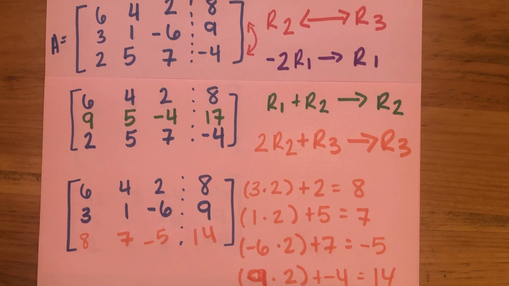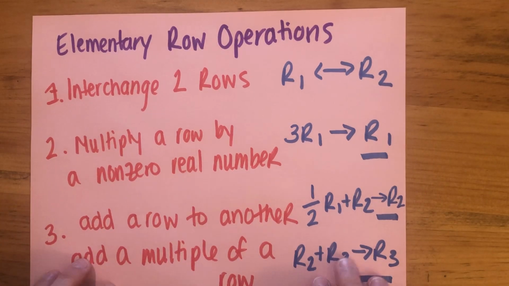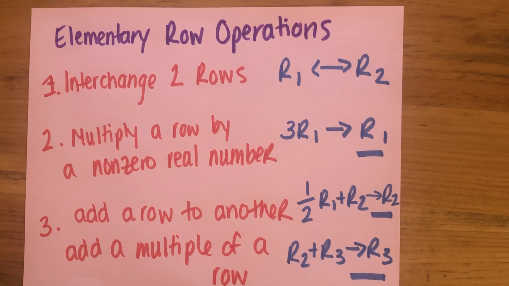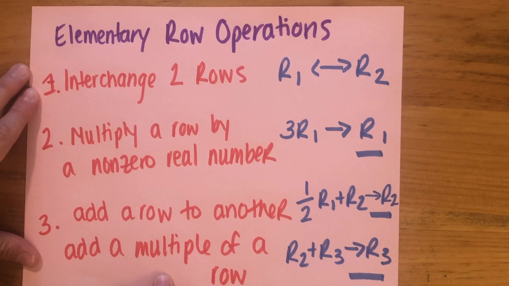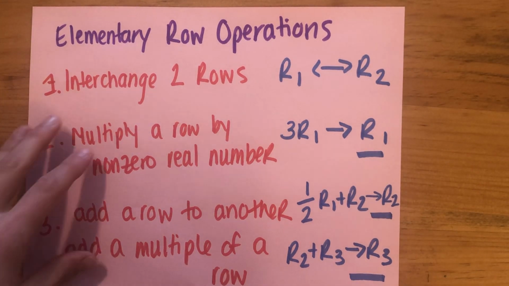So elementary row operations. We're just performing operations to each row to create a different version of the matrix. Again, we can do 3 things. We can interchange 2 rows. We can multiply a row by a constant or a non-zero real number. Remember, it can be a decimal or a fraction. We can also add rows to another and add multiple rows to another. So let's do another example.